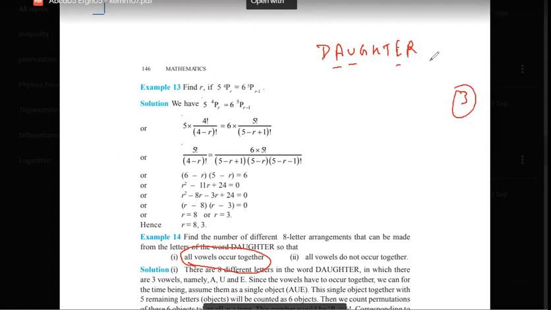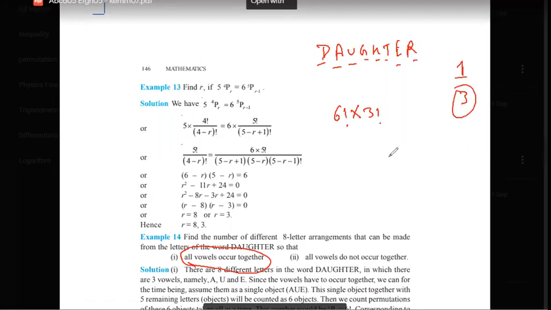right? Yes. Now, if these occur together, it means it will be one group, right? It is represented as one group. So tell me, how many objects do we have now? 1, 2, 3, 4, 5, and 6. 6 factorial, and into this the 3 vowels can be arranged among themselves, so 3 factorial. Yes or no?